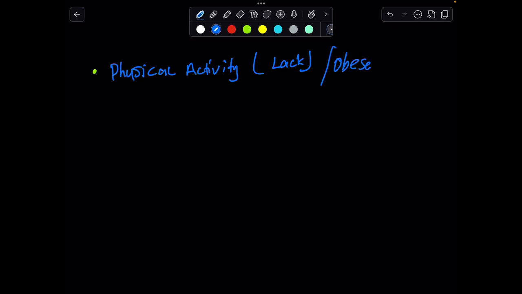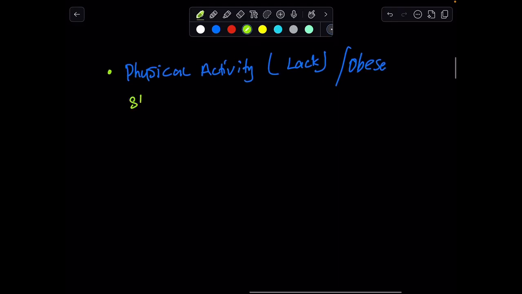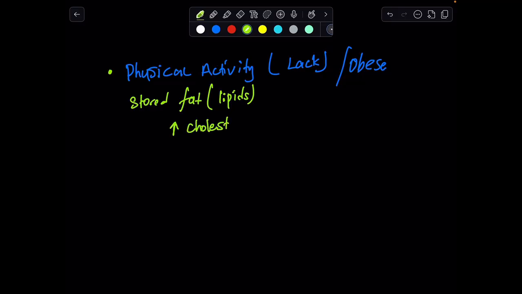If you're not exercising, what do you have? A lot of stored fat. Fat is also lipids, right? Lipids are a form of fat. So if you have stored fat, what does that mean? Increased cholesterol. And what does increased cholesterol mean? There is an increase in LDL, and with the increase in LDL, there is less HDL.